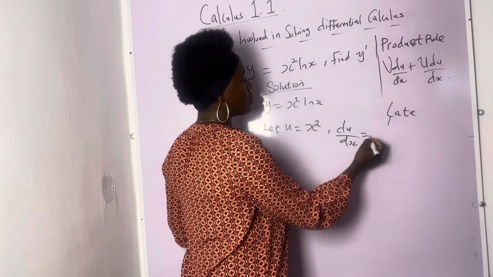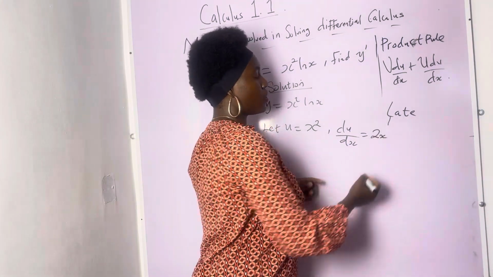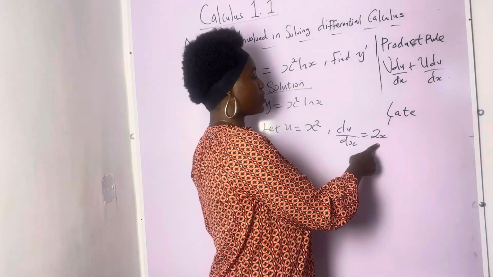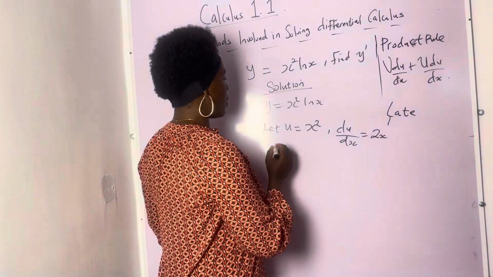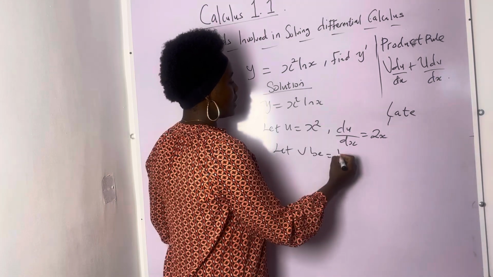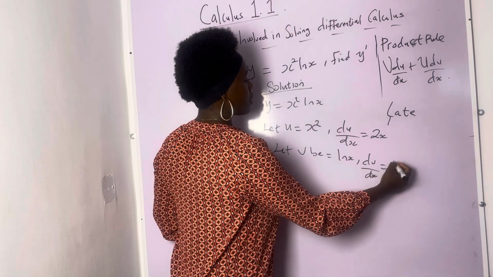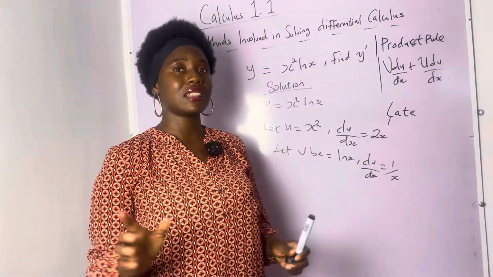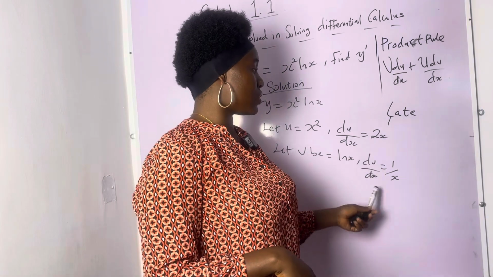So du/dx is going to give us what? Using the power rule, when differentiating x squared, it's going to give us 2x. Using the power rule is very simple, because 2 will come down and multiply the coefficient of x, then subtract 1 from the power of x, which gives us x, so we have 2x. Now let our v be ln x, so that dv/dx is going to give us 1 over x. Whenever you're differentiating ln x, the answer is 1 over x. It's a standard derivative.